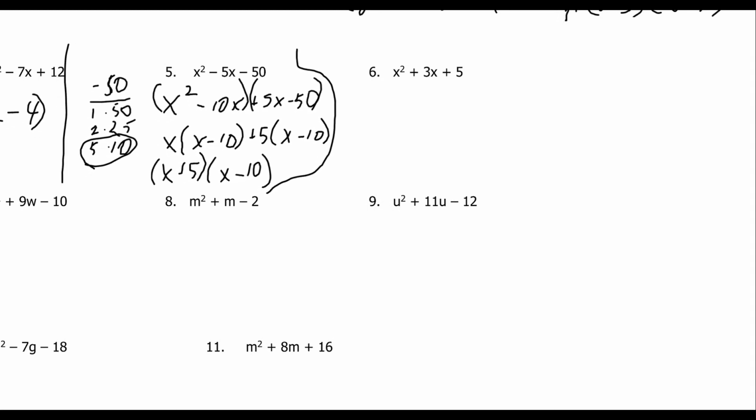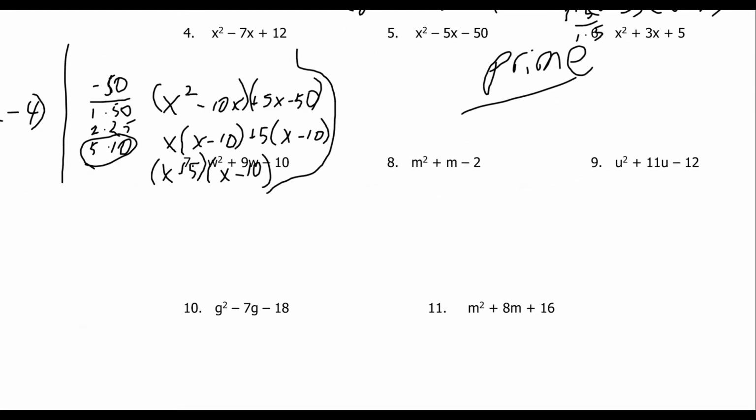Now, next thing, number 6. x squared plus 3x plus 5. All right, if we come out here to the side, we're going to look at 5. That's 1 and 5. There's no way for us to factor this nicely. At least not yet. Y'all don't quite have the tools for it. We'll work on it. This, for the time being, is what we're going to call prime. Alright, number 7.